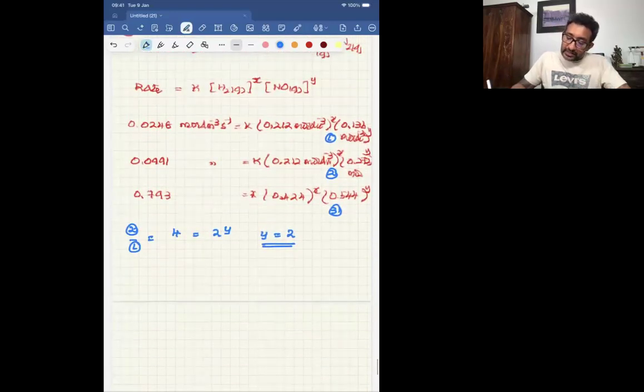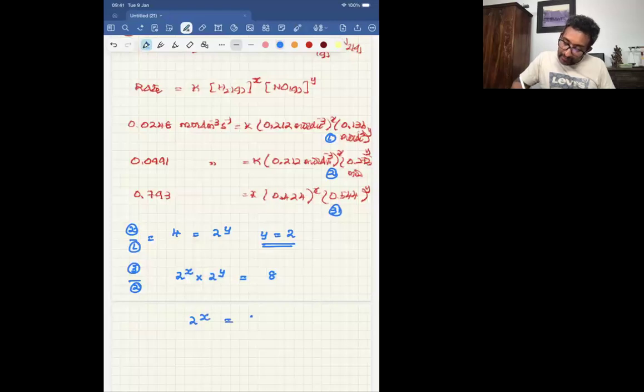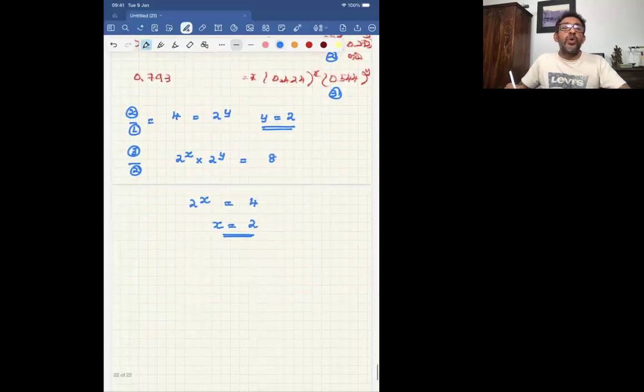If you look at the third one divided by the second one, what is that? 2 to the power x multiplied by 2 to the power y is equal to 0.793 divided by 0.0991, which is about 8. 2 to the power y is equal to 4, so 2 to the power x is equal to 4. And x is also equal to 2. Right? Orders are 2 and 2.